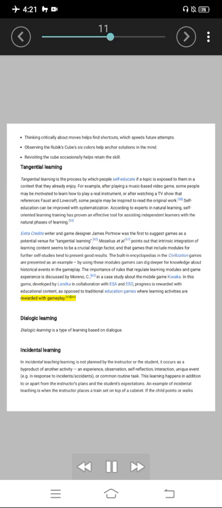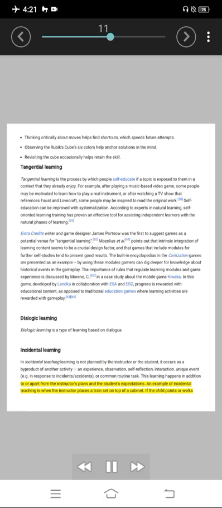63-64. Dialogic learning. Dialogic learning is a type of learning based on dialogue. Incidental learning. In incidental teaching, learning is not planned by the instructor or the student, it occurs as a byproduct of another activity, an experience, observation, self-reflection, interaction, or unique event, e.g. in response to incidents, accidents, or common routine tasks. This learning happens in addition to or apart from the instructor's plans and the student's expectations.